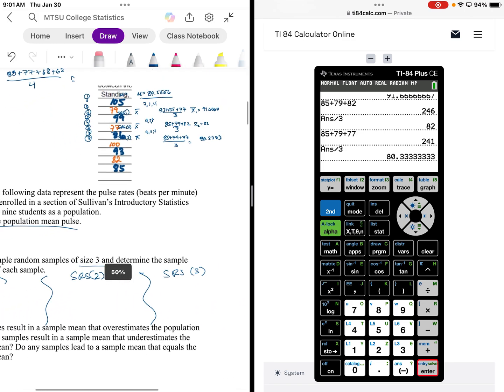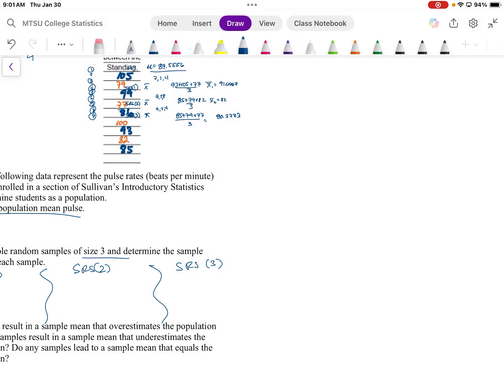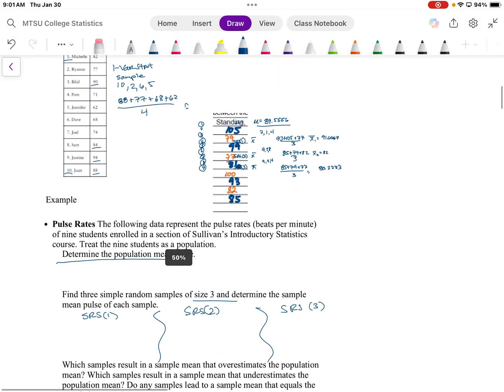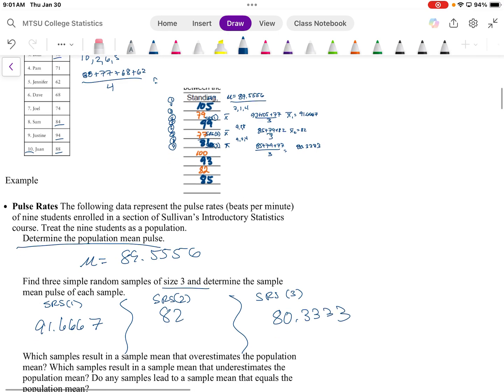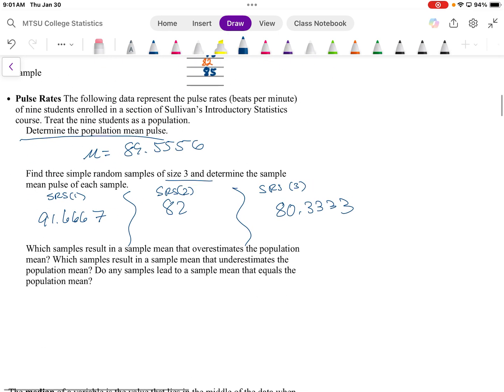All right, so we know what our population mean is. I get rid of my calculator. Population mean, mu, was equal to 89.5556. My first simple random sample was 91.6667. My second one was 82 flat, and then 80.3333. And now I get to answer some questions.